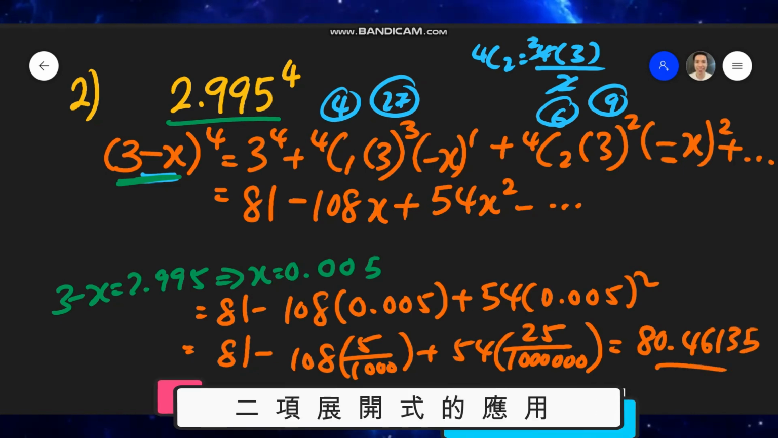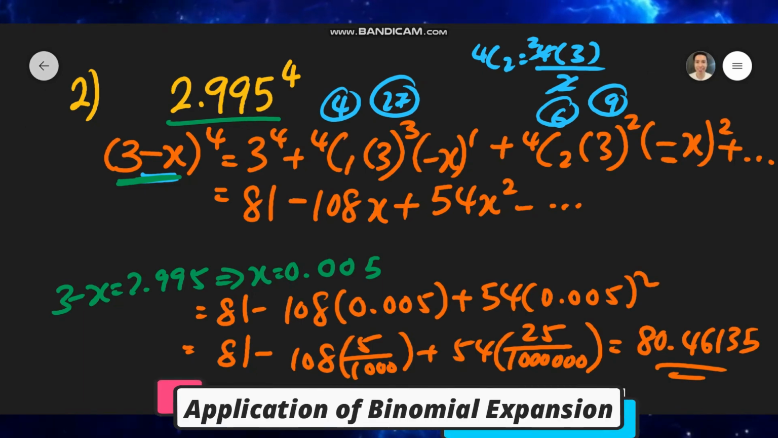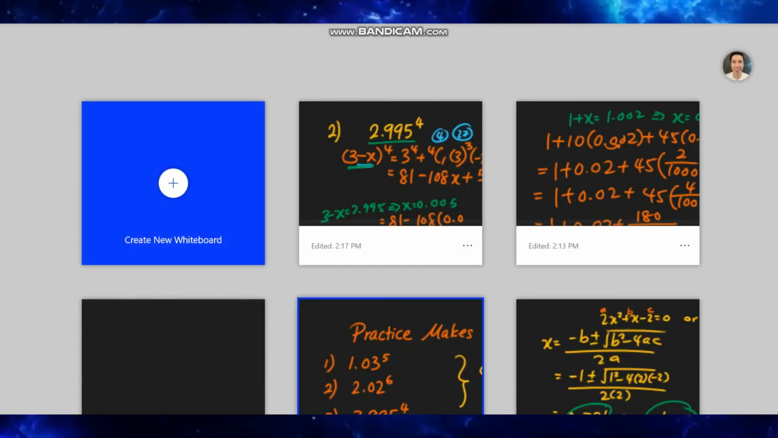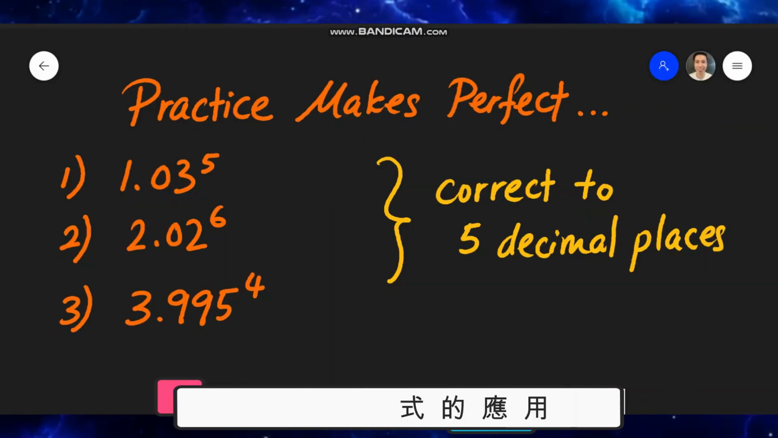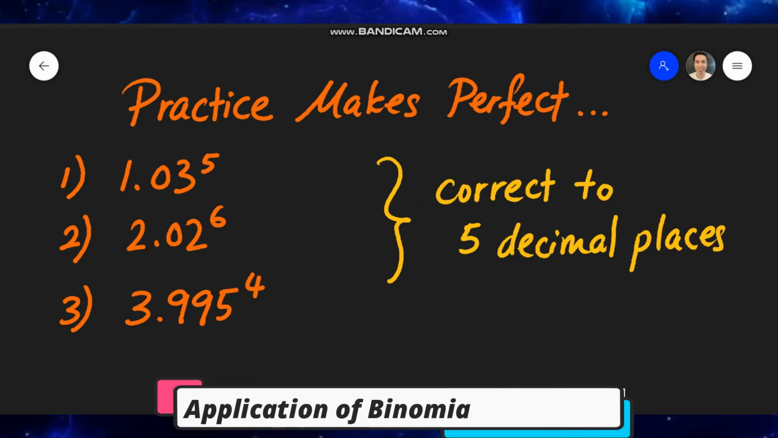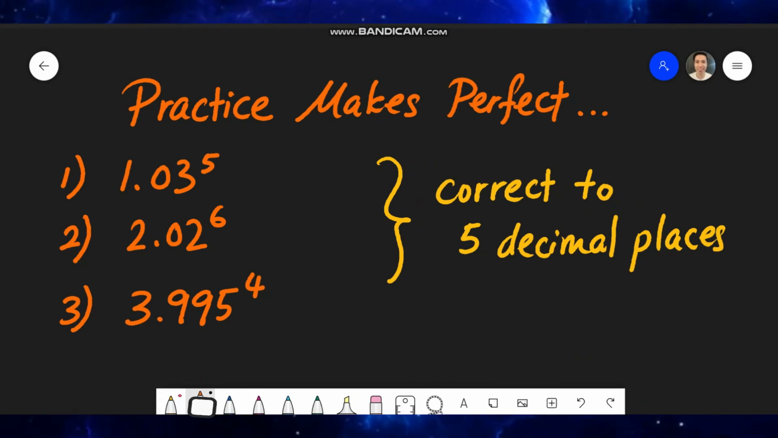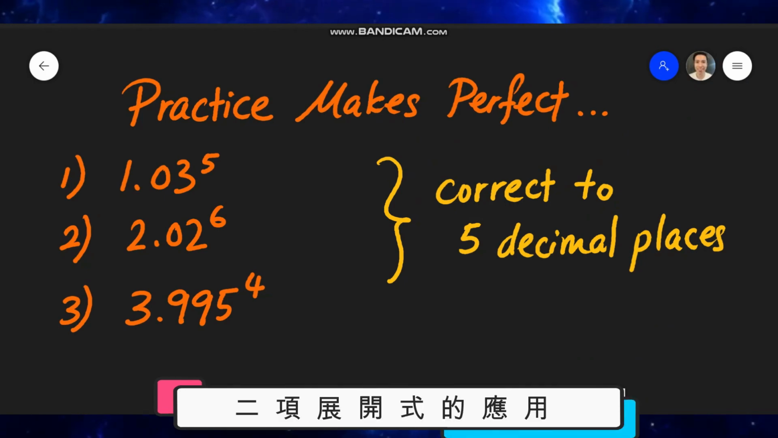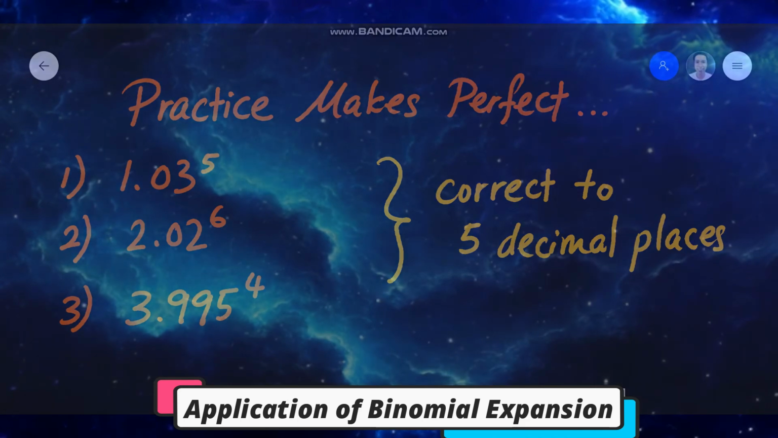Okay, so far so good, yeah? Okay, so let's move on to the next part. So actually I've prepared some questions to let you all to practice. As we know, practice makes perfect, yeah? So here are the 3 questions. So just evaluate this without using calculator and correct to 5 decimal places. Alright, so happy trying and all the best.